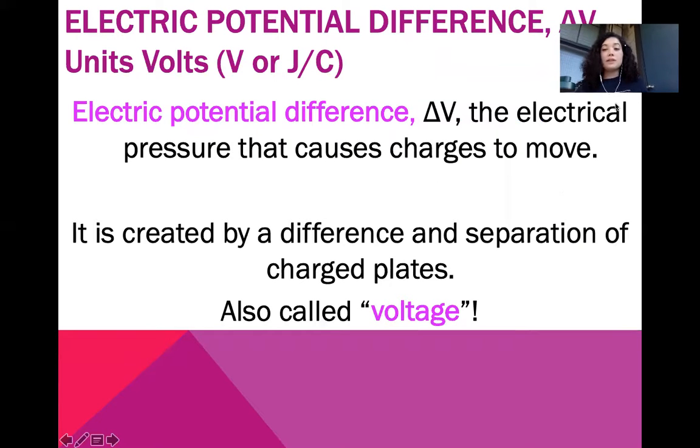So now let's talk about our electric potential difference, or delta V. We use volts to measure this, capital V, or we can use joules per coulomb, so J over C. The electric potential difference, or delta V, is the electrical pressure that causes charges to move. It's created by a difference and separation of charge plates.